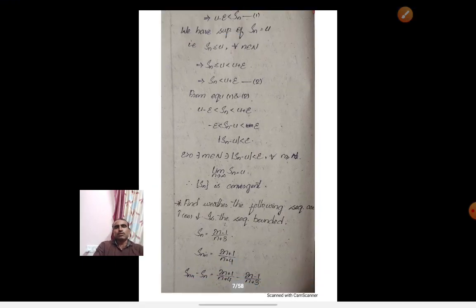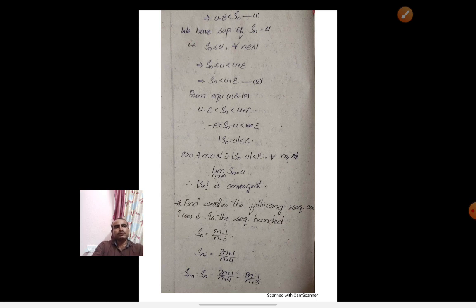That implies u minus epsilon is less than Sn. And we have supremum of Sn is equal to u. So Sn is less than or equal to u. Obviously u is less than u plus epsilon. So Sn is less than or equal to u, which is less than u plus epsilon. That implies Sn is less than u plus epsilon.